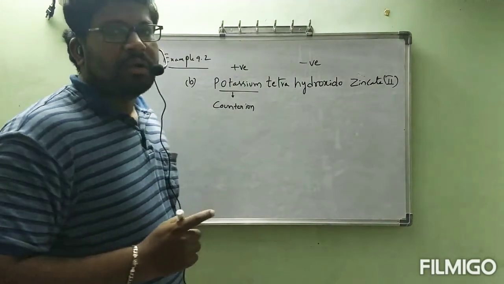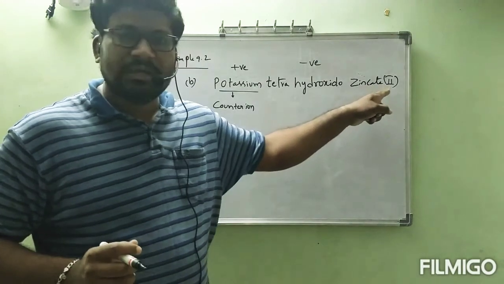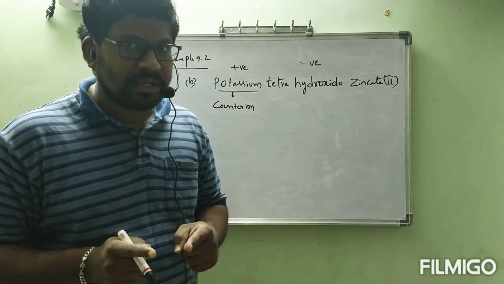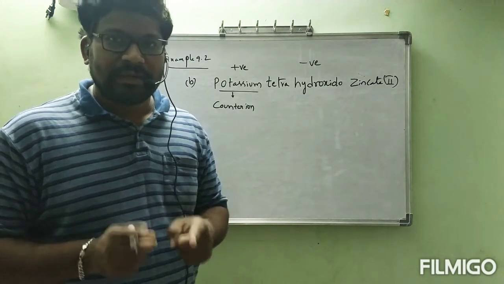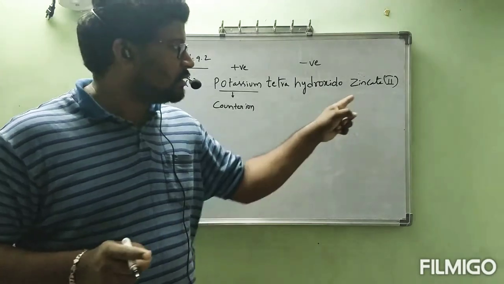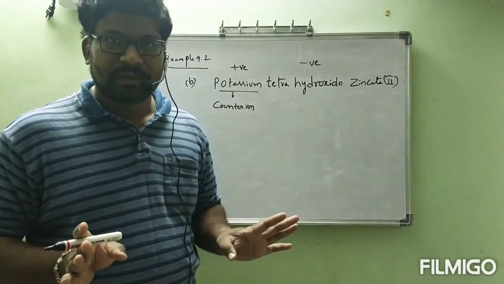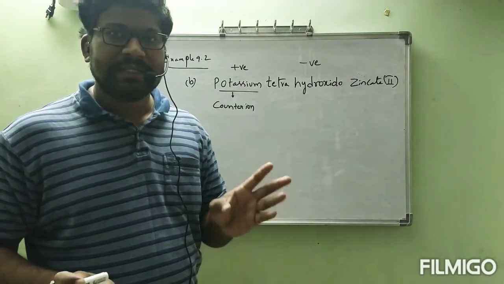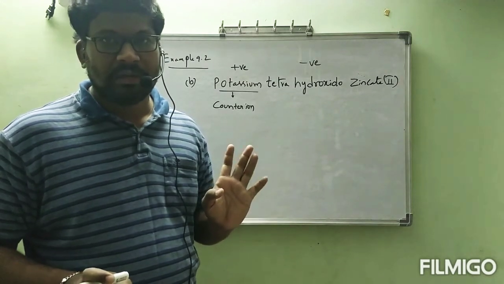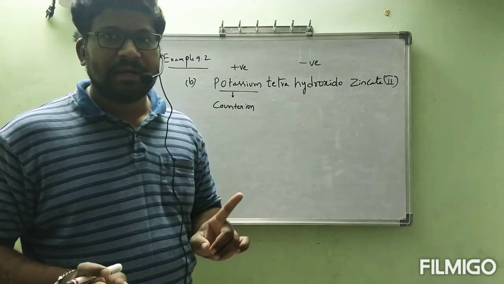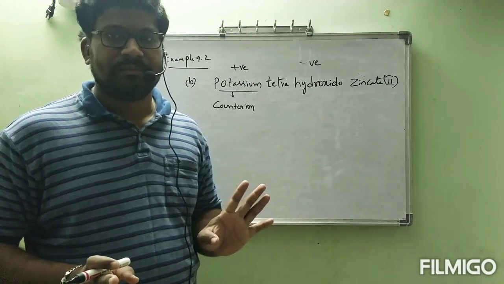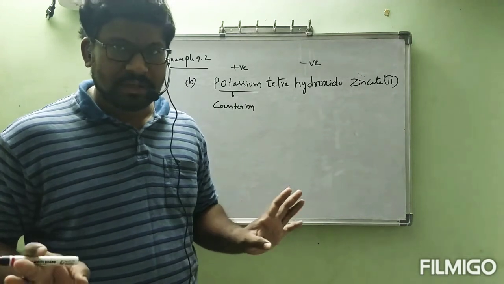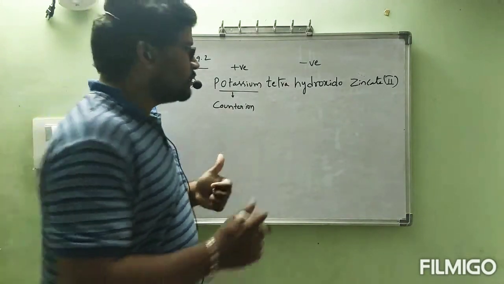And one more thing: zincate(II), like that we got. While you are calculating the oxidation number, if you get a negative oxidation number for a metal, it is not correct. Every time a metal will get only a positive oxidation number, whether it is the central metal atom or the counter ion. If it is a metal, it must have only a positive oxidation number. There is no chance of a negative oxidation number for a metal. Is it okay?